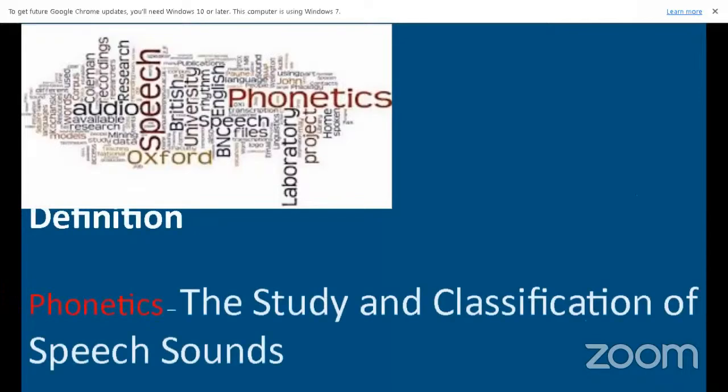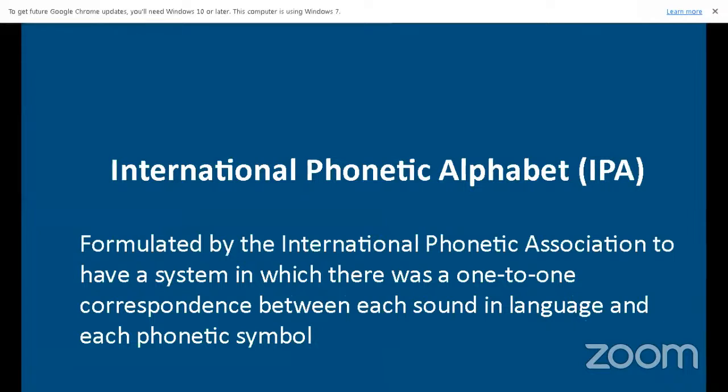Then we are moving into phonetics, the study and classification of speech sounds. So this was brought up by the International Phonetic Alphabet, IPA, formulated by this association to have a system in which there was a one-to-one correspondence between each sound in a language and each phonetic symbol. And that is the reason why we have only 26 letters in the alphabet. But do you know how many sounds are produced with those 26 letters? 44. Very good. Out of 44, 20 are vowel sounds and 24 are consonant sounds.